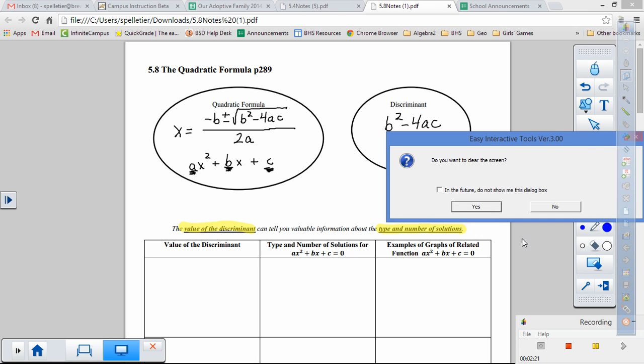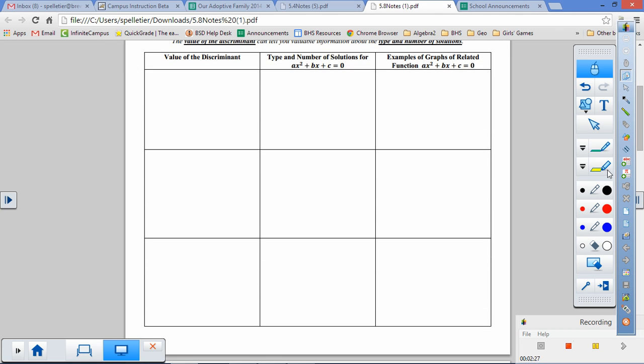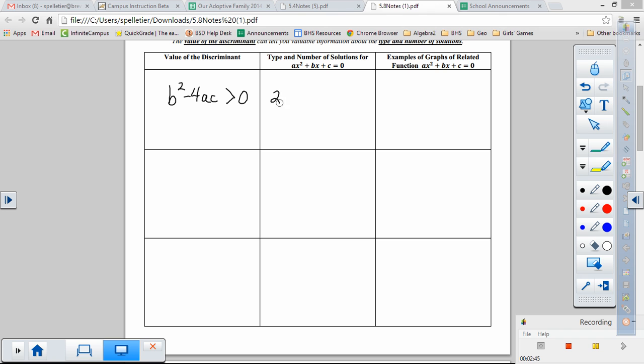Okay, so let me scroll the page up, and we're going to talk about how the discriminant is going to help us. So the value of the discriminant. If the value of b squared minus 4ac, if what I get when I plug those numbers in under the radical is greater than 0, then that means that your answers are going to be 2 real solutions. And that might look like a quadratic that crosses like this, where you get 2 real, very obvious solutions. You can graph them, 2 x-intercepts.